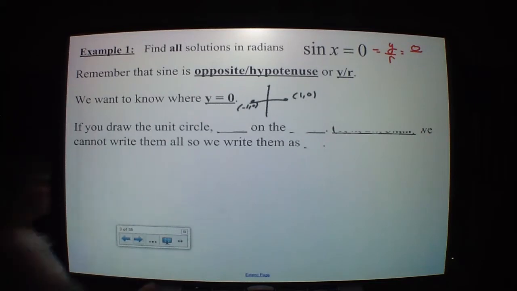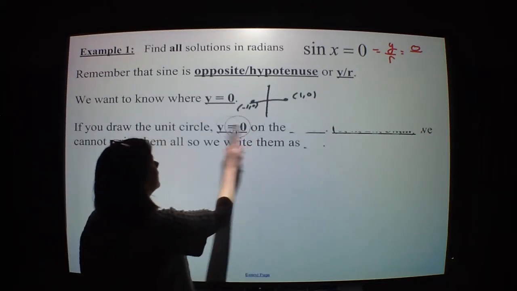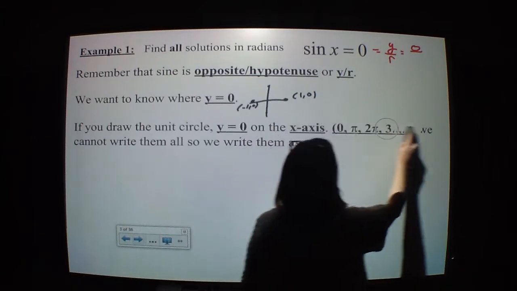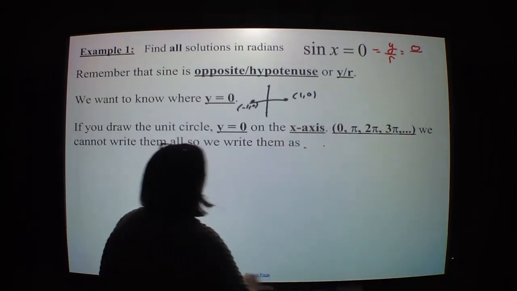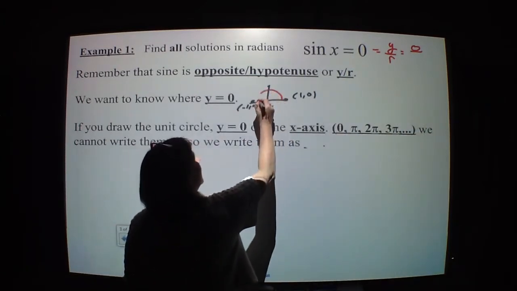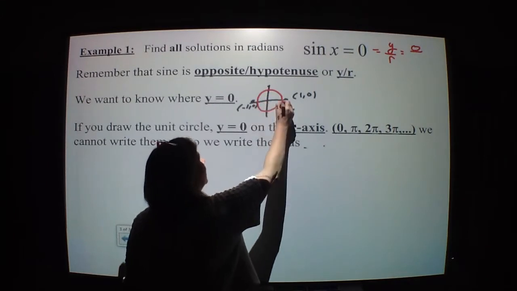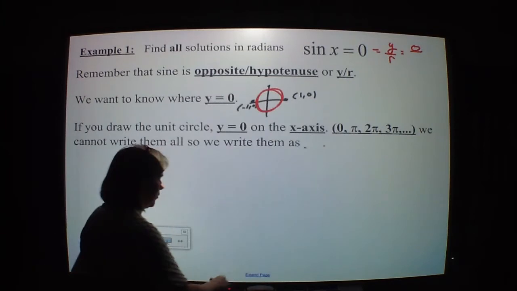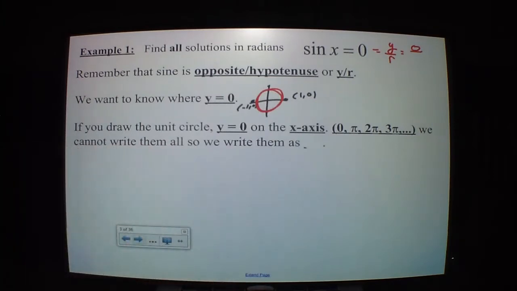So around the unit circle, y is equal to 0 on that x-axis, or at 0 and pi and 2 pi and 3 pi and 4 pi and so forth, and I can keep going on infinitely around the circle. But you can't write them all because it goes on forever.